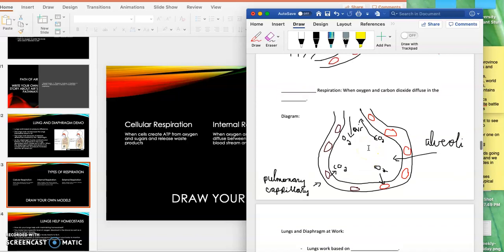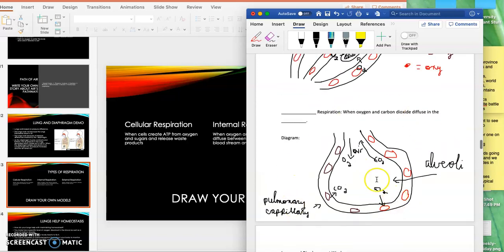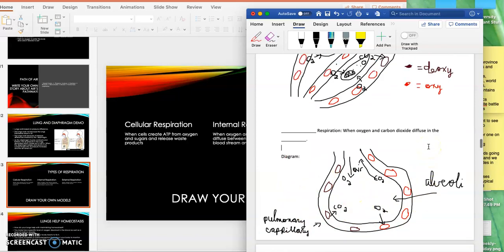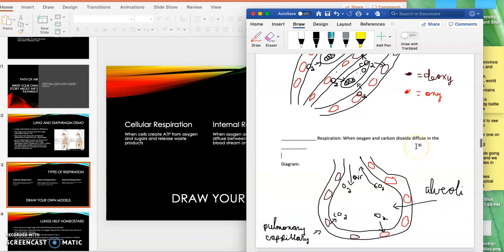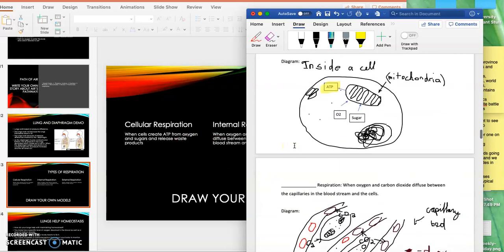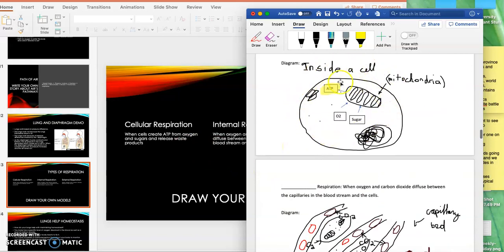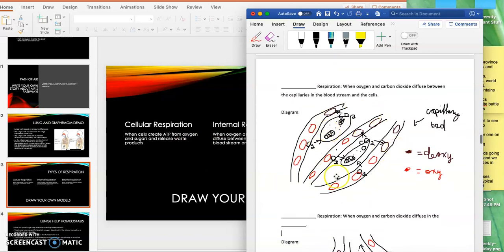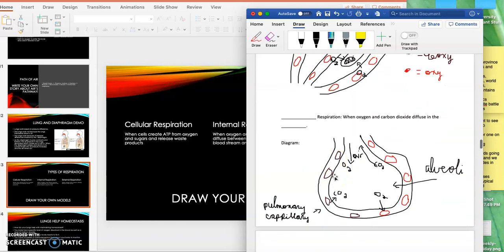So hopefully those are these excellent drawings. I know they're very good. Yours are probably a little bit better, I will admit. Hopefully the drawings help explain these different concepts. So thinking about it, cellular respiration's inside the cell. Internal respiration is deep inside the body, and external respiration is the most superficial.